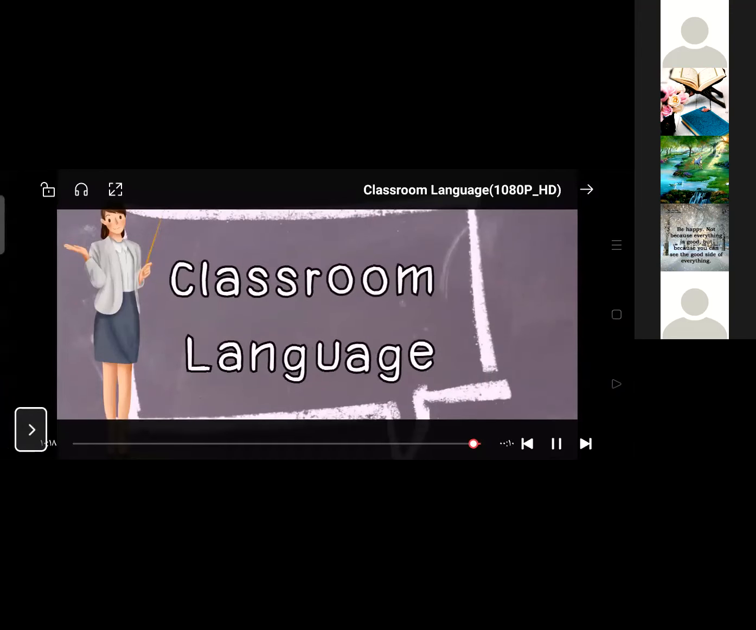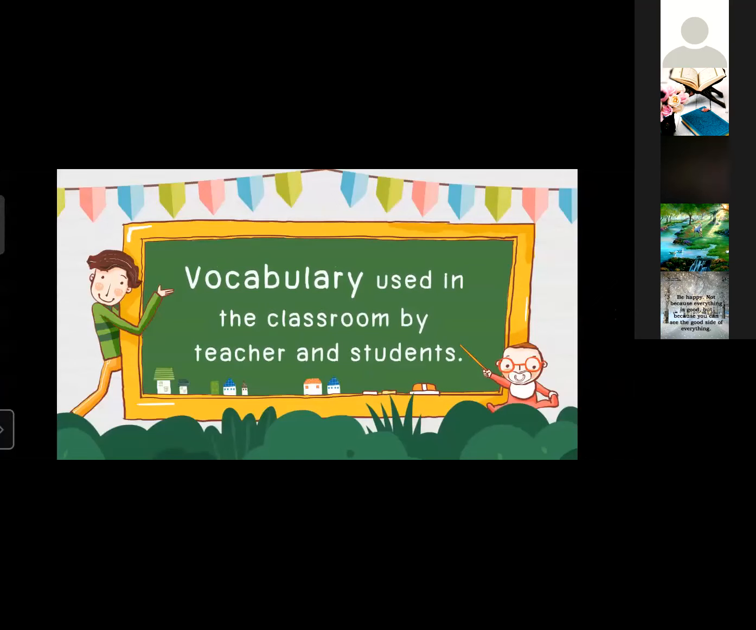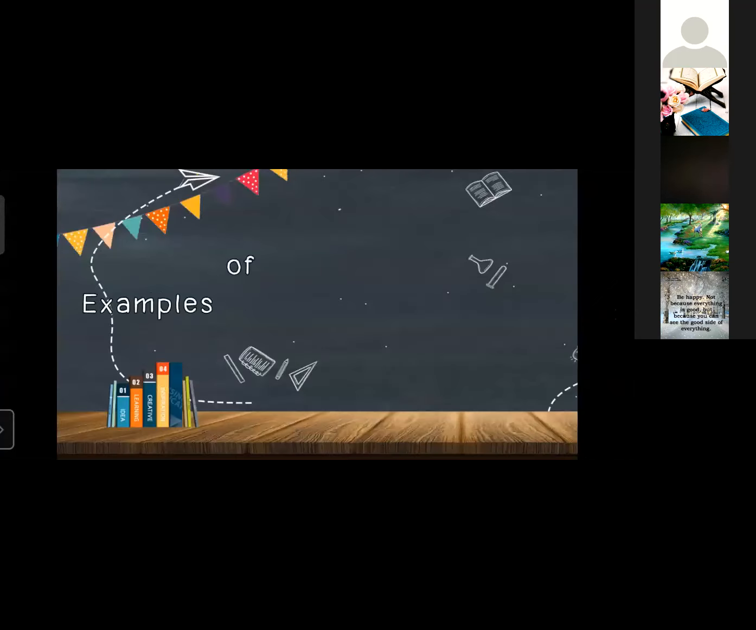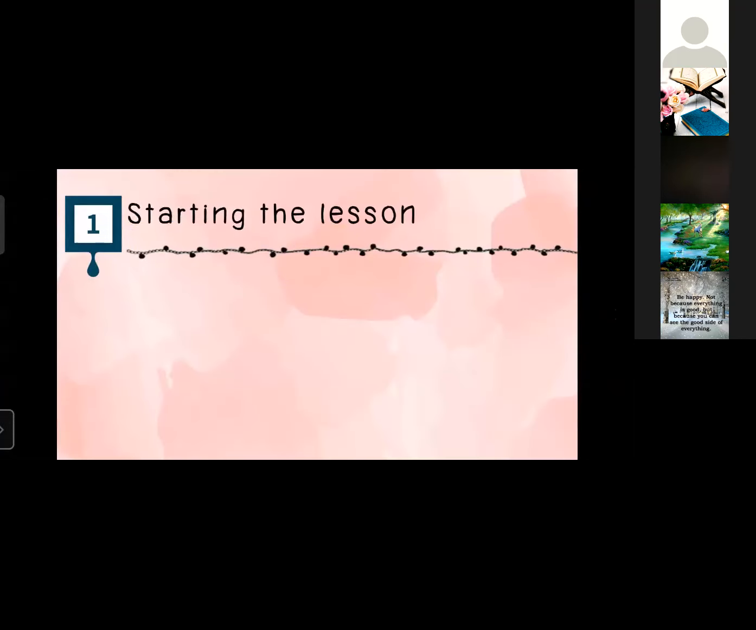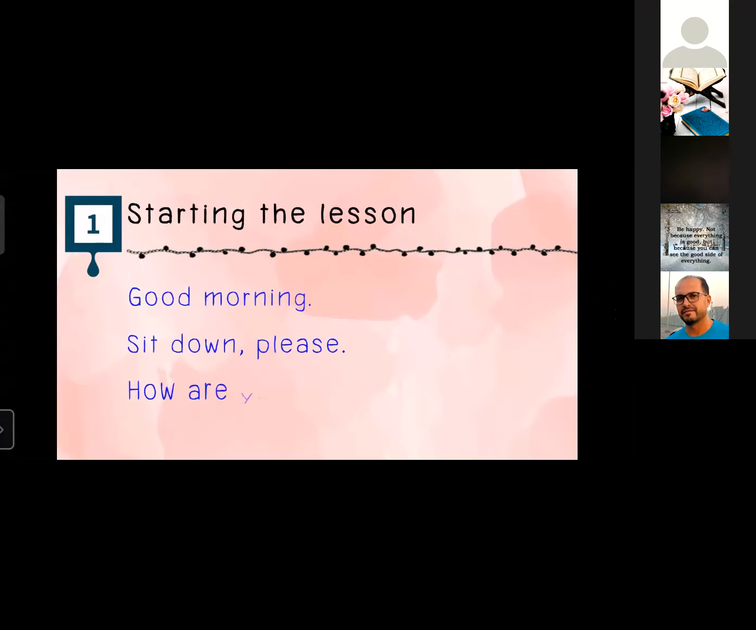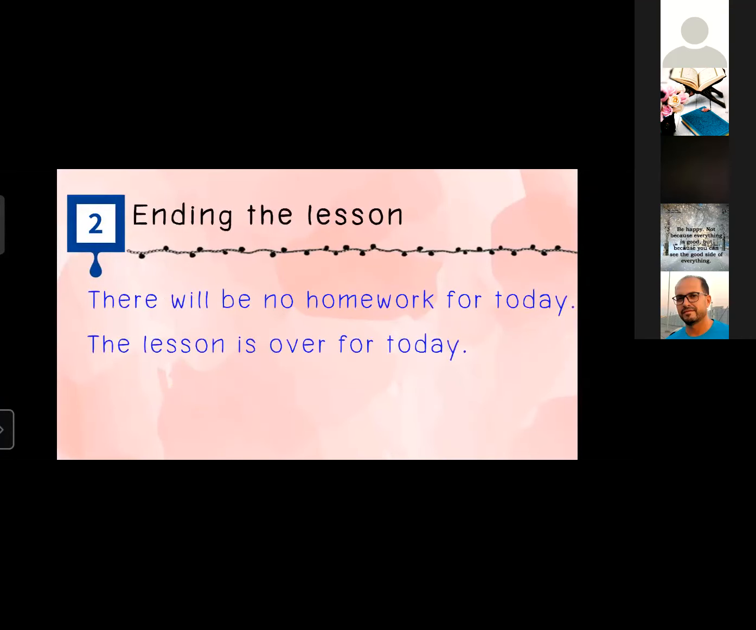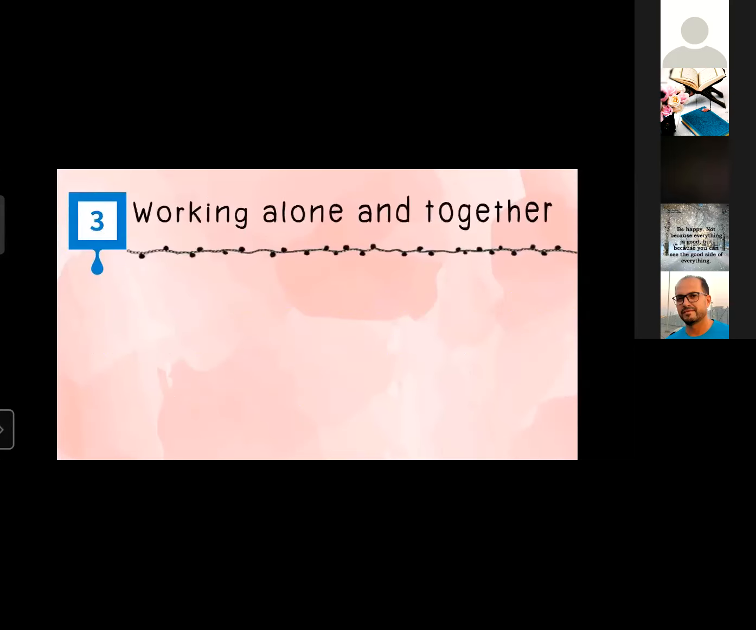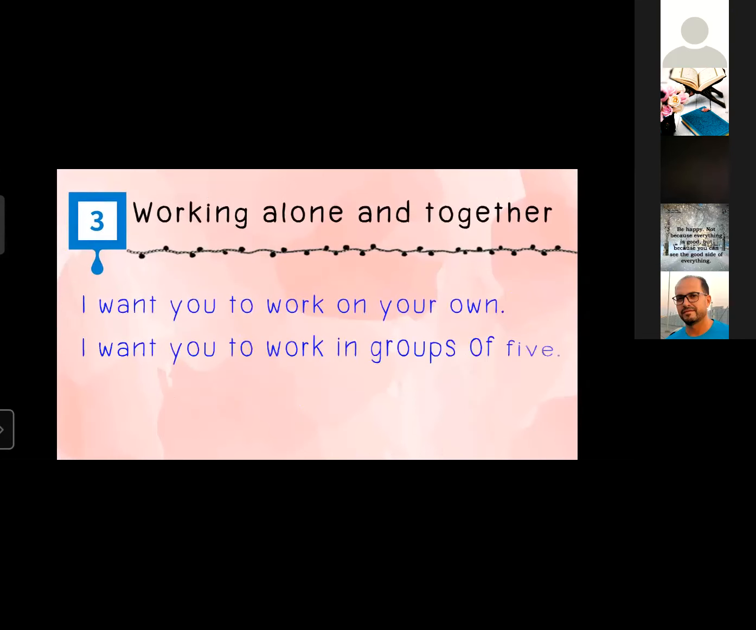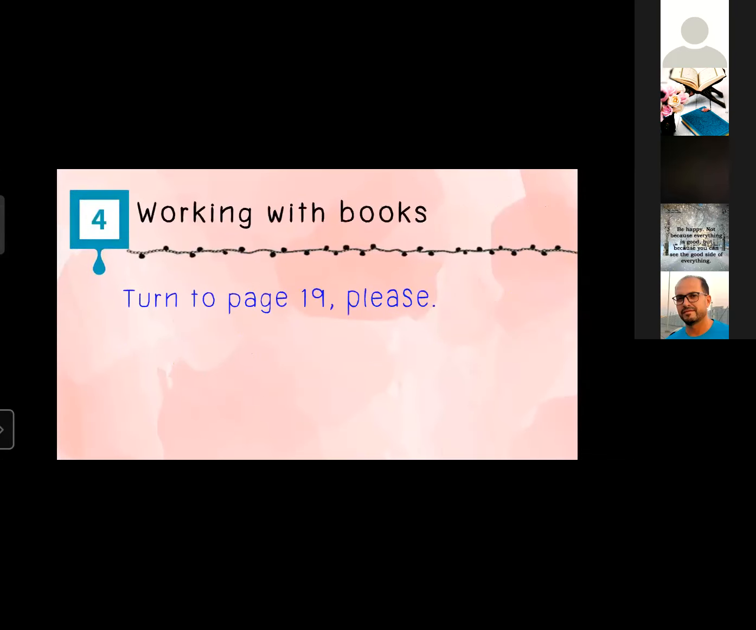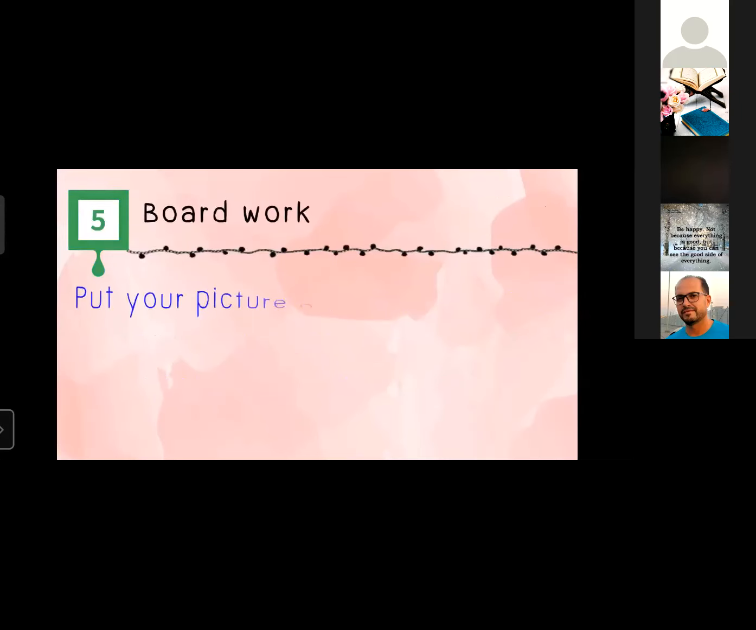Classroom language: vocabulary used in the classroom by teacher and students. Examples of classroom language. Starting the lesson: Good morning. Sit down, please. How are you today? Ending the lesson: There will be no homework for today. The lesson is over for today. Have a good day. Working alone and together: I want you to work on your own. I want you to work in groups of 5. Get into pairs. Working with books: Turn to page 19, please. Turn over, please. Look at the picture. Board work: Put your picture on the board, please. Write on the board. Everyone look at the board, please.